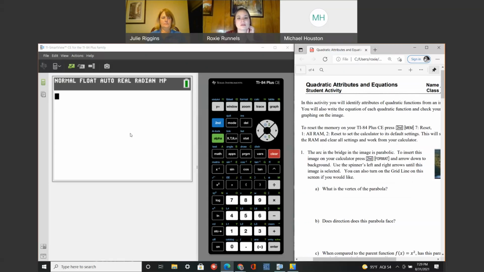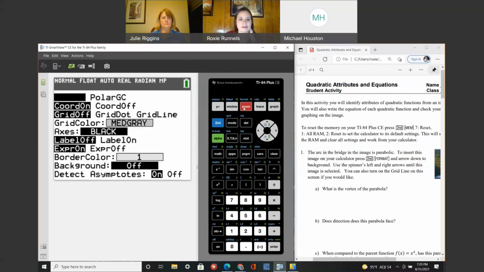So the first thing I'm going to do is load this image in my calculator, and it's got the directions here for your students each time they see that problem, because that's not a math skill, loading an image. So I like to give my students those directions every time. So I'm going to hit second and format.